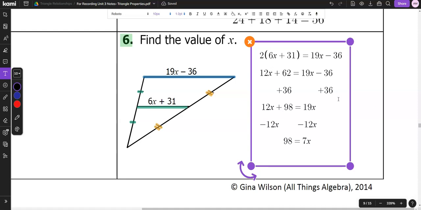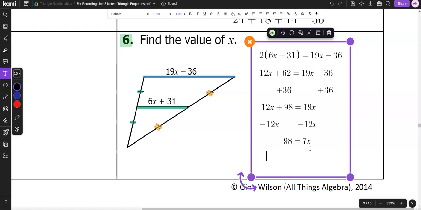So what I did was I added 36 to each side, and I got 12x plus 98 is equal to 19x. And then I subtracted 12x from each side, which gave me 98 is equal to 7x.